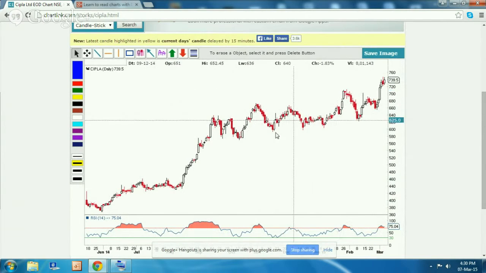What it means is there is force on the upside. And similarly, the bottoms are also moving up and up. The first bottom here, second, third, again fourth. Here also the most recent bottom is higher than the previous bottom. So this chart is showing higher tops and higher bottoms, which is a sign of an uptrend. Cipla is in an uptrend.